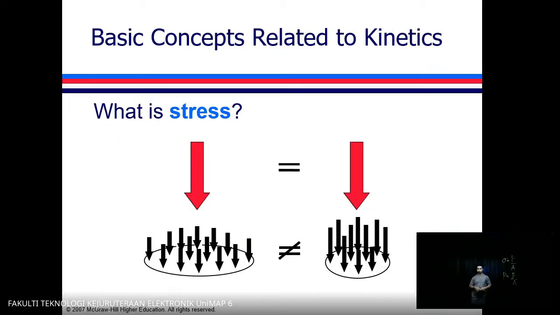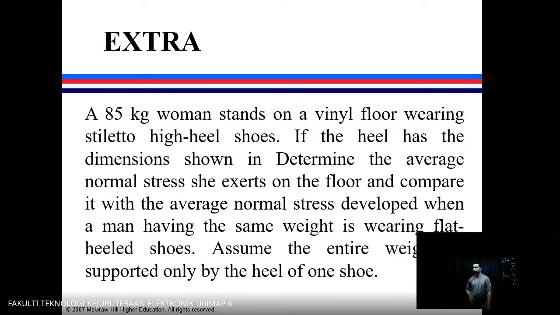So the distribution, if you can see from the left hand side and the right hand side, is not similar. So that is different distribution of stress. So the area play the main role on calculating the stress value and also the pressure value. Okay, we go to the next examples. Okay, the next example.